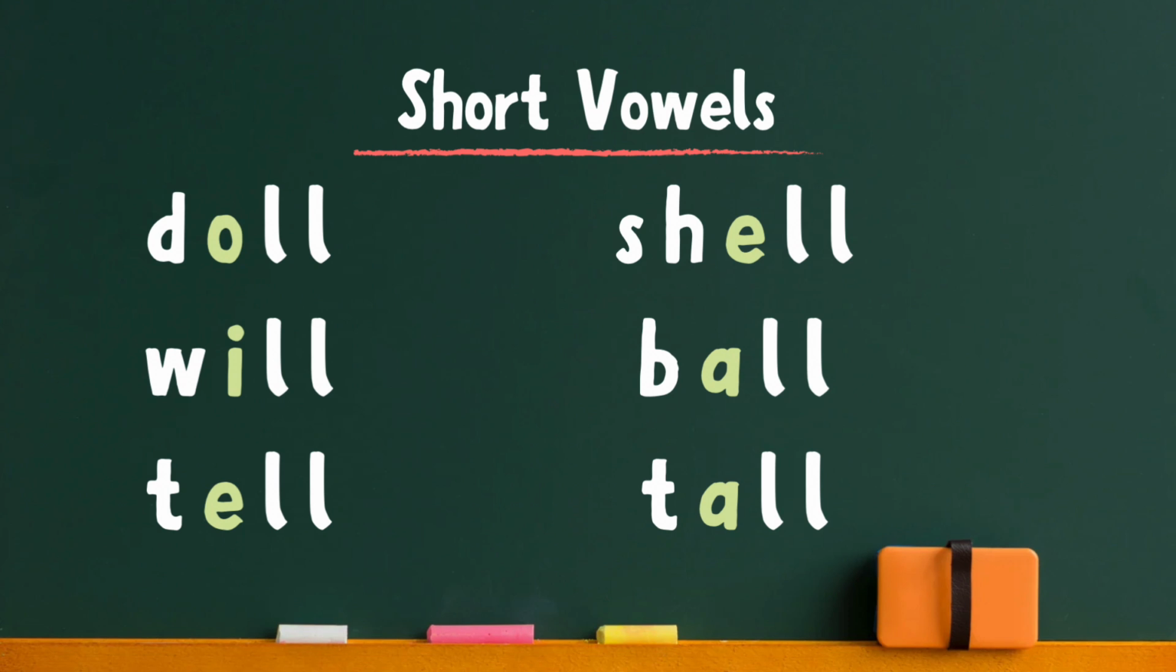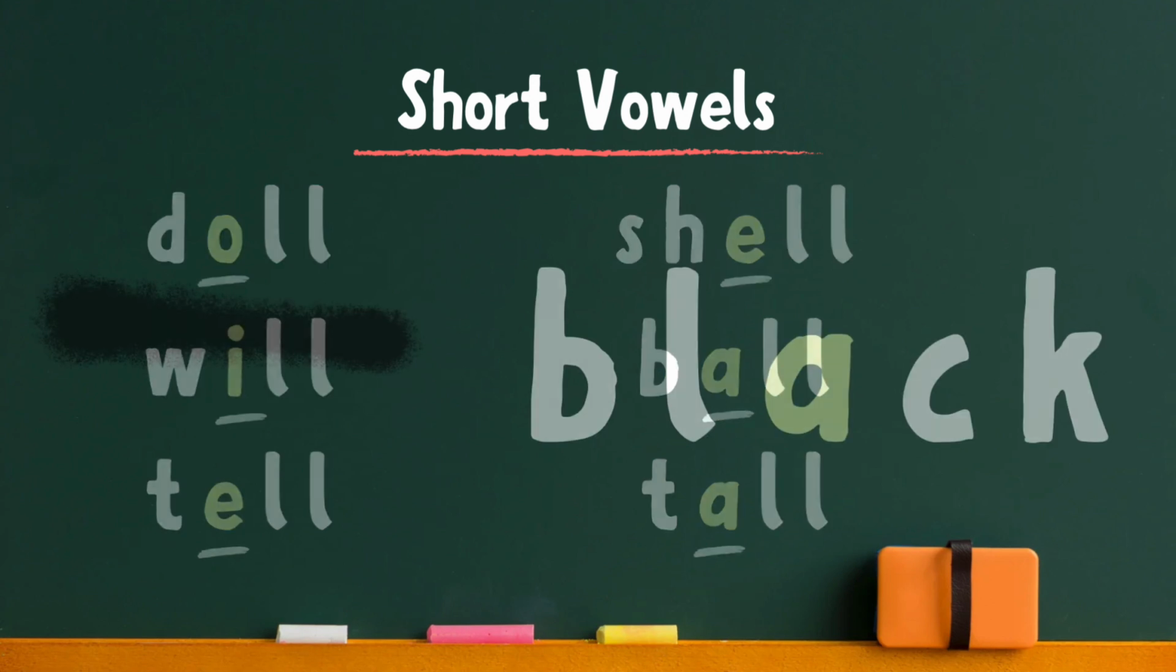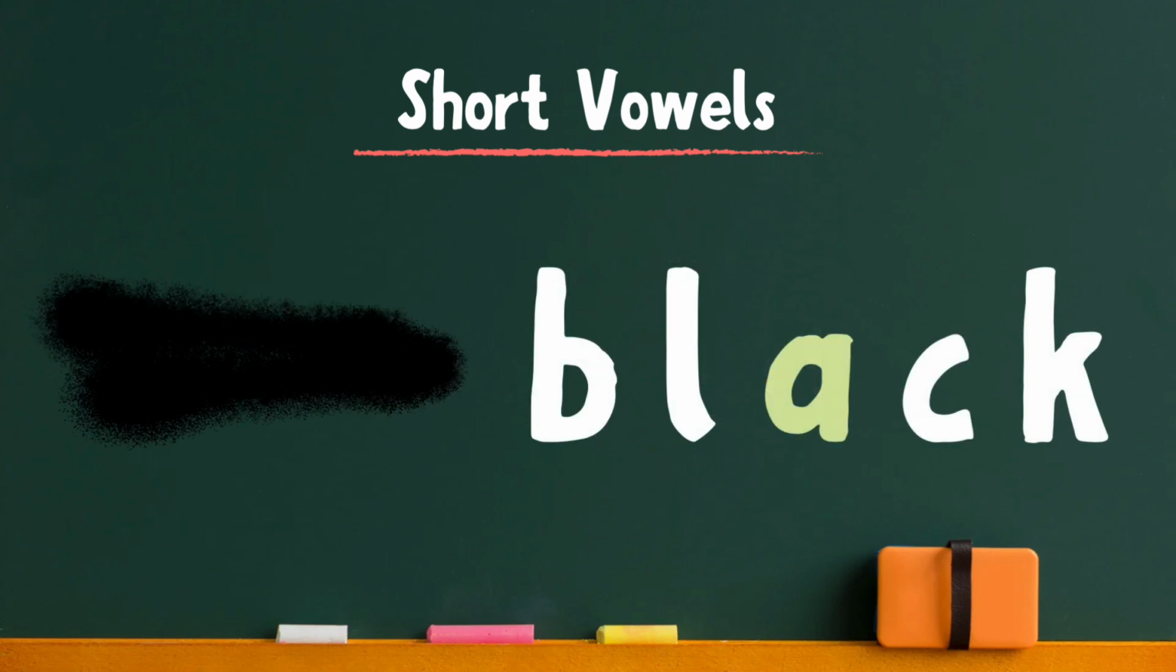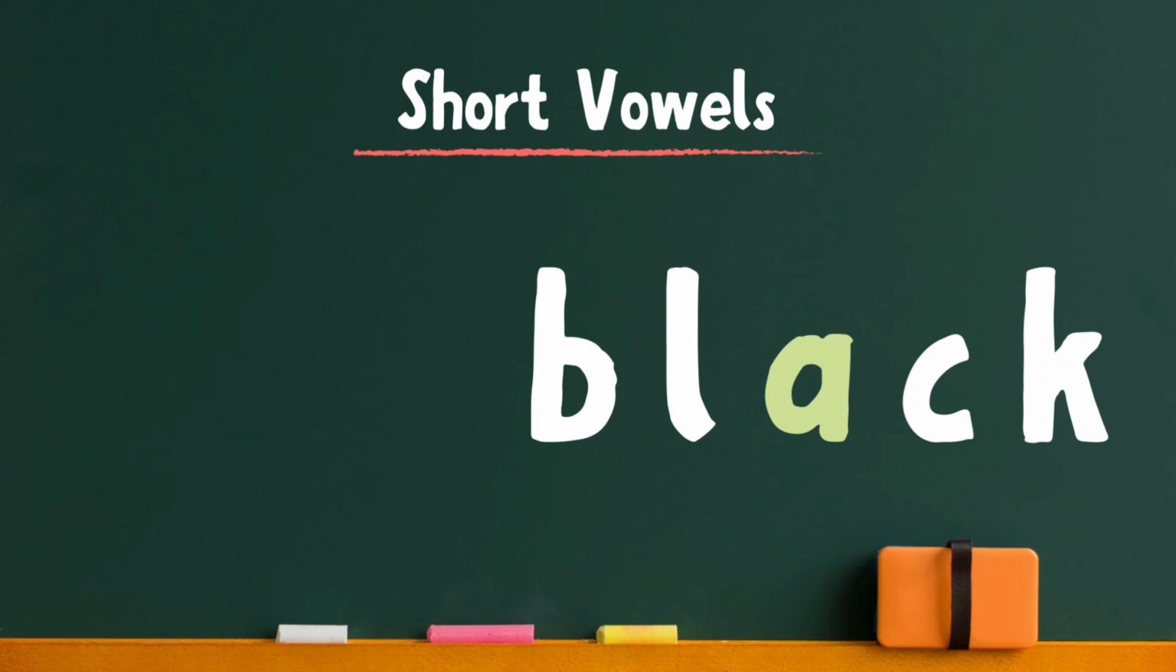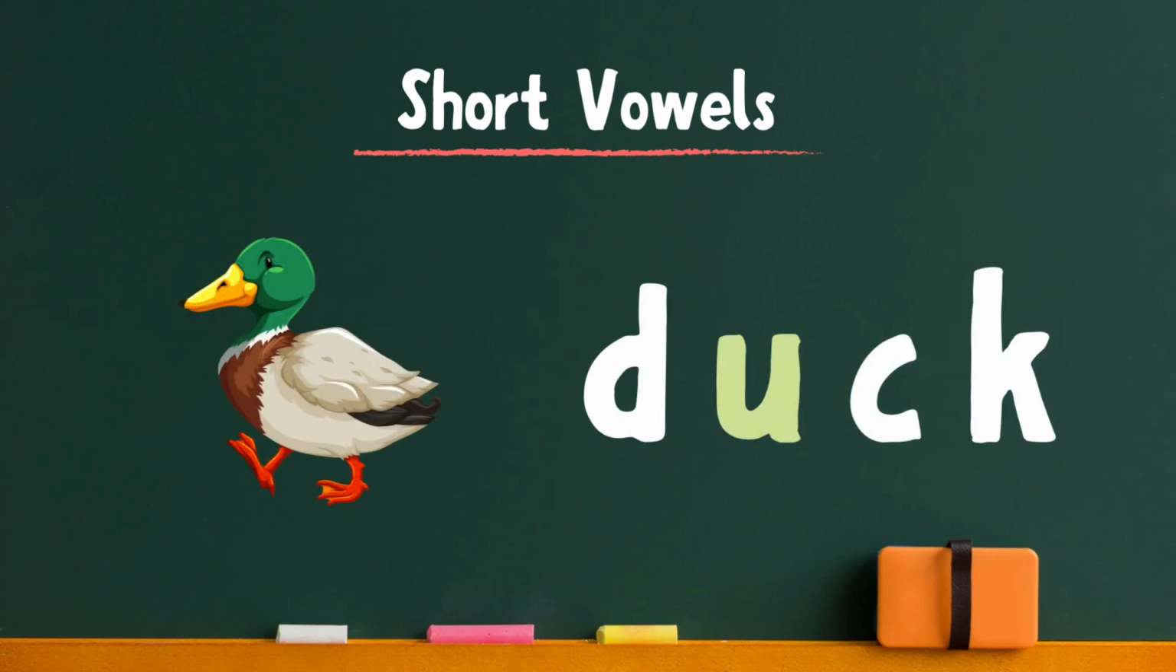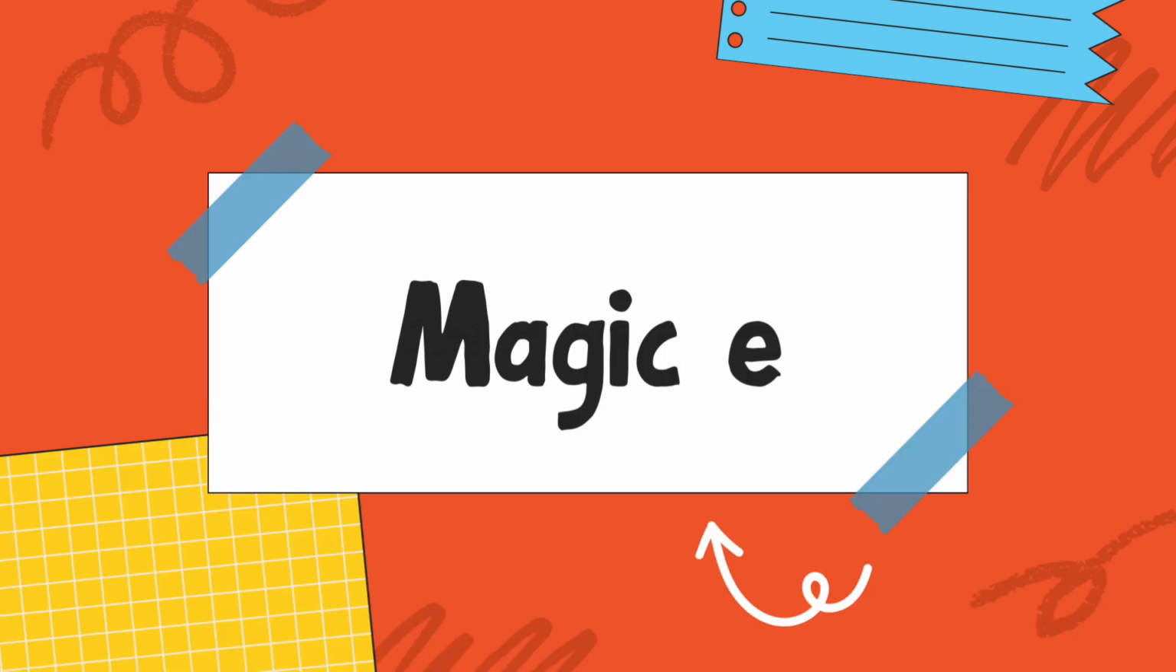Look at these words: doll, will, tell, shell, ball, tall. They all have 2 letter L's because the letter before is a short vowel. Black, black. We use CK again because the letter before is a short vowel sound, just like the word duck from last time. Next, there's magic E words again.